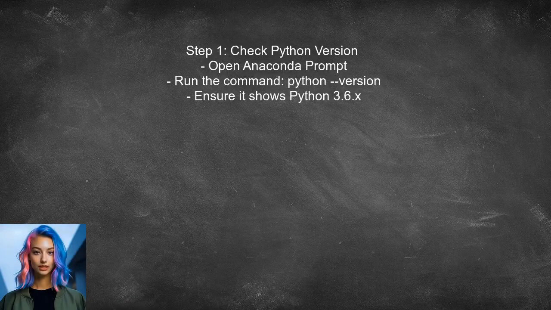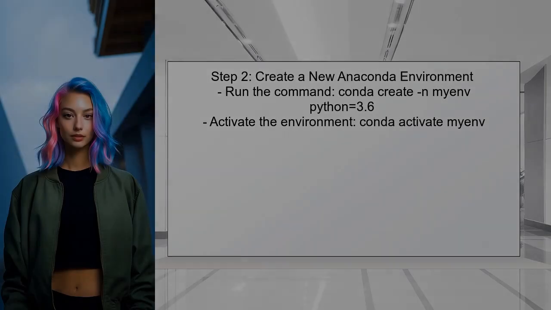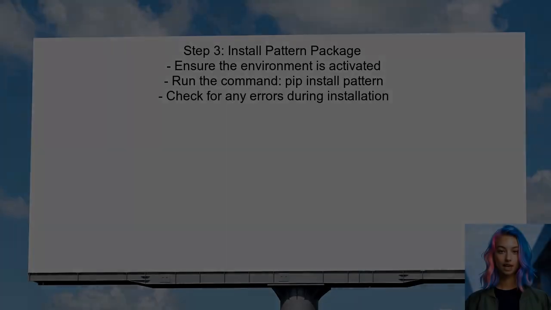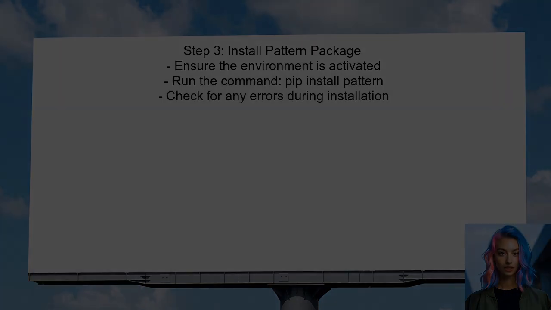To begin resolving the user's issue, we need to check if the pattern package is compatible with Python 3.6. The user should first confirm that they are using the correct version of Python in their Anaconda environment. Next, the user should create a new Anaconda environment specifically for Python 3.6. This can help avoid conflicts with other packages. After activating the new environment, the user can try installing the pattern package using pip. This is important because the Conda package may not be compatible.